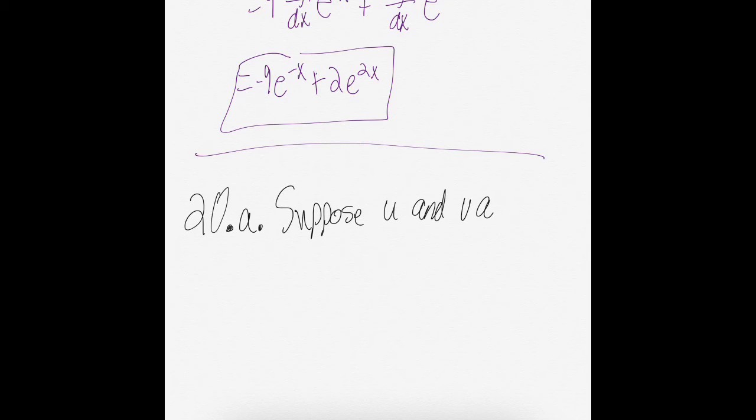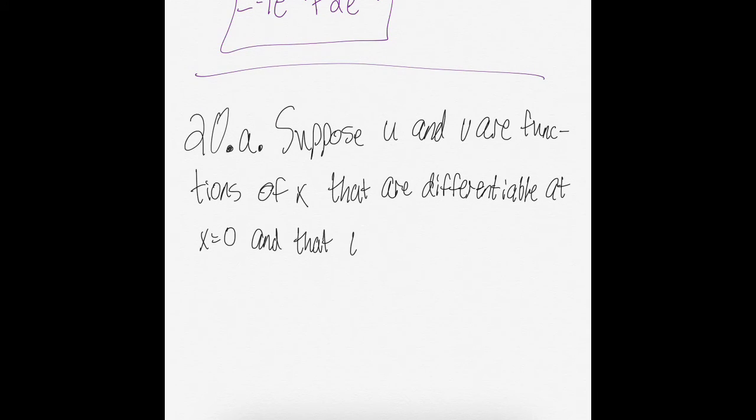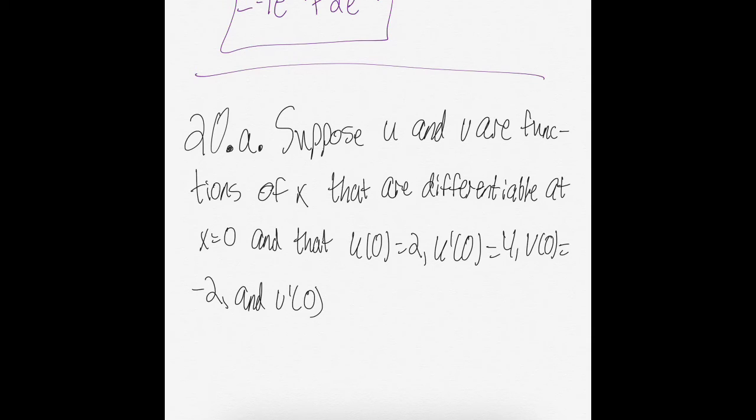So suppose u and v are functions of x, which are differentiable at x equals 0, and that, so these are going to be the key pieces of information here: u of 0 equals 2, u prime of 0 equals 4, v of 0 equals minus 2, and v prime of 0 equals 9.